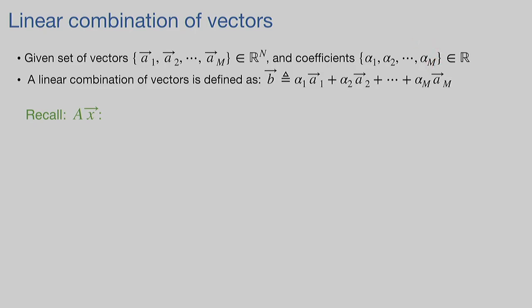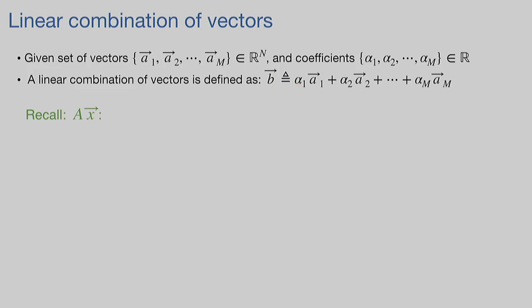What type of coefficients are these? They're reals, just scalars, not constants. And then a linear combination of vectors is defined as the following. We take A1, the first vector in the set, and we multiply by alpha 1, the first coefficient of this set. And then we add it to A2, another vector in the set, times alpha 2, and so on and so forth. And the result of that would be equal to B.